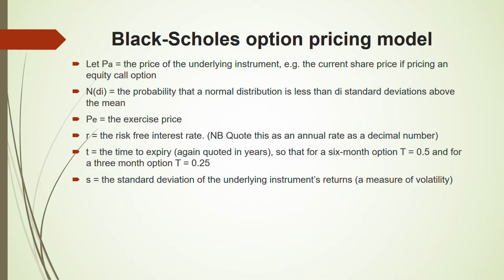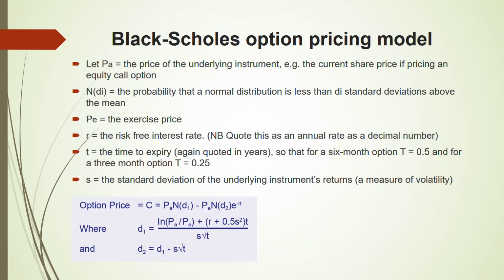So this is the formula. The main formula, the option price formula, is C. C means call option. We are valuing a European call option here, which is PA into ND1. PA is your underlying price, for example the share price, which will be given to you. ND1 you have to find out. Minus PE, the exercise price, is given to you. ND2 you have to find out.